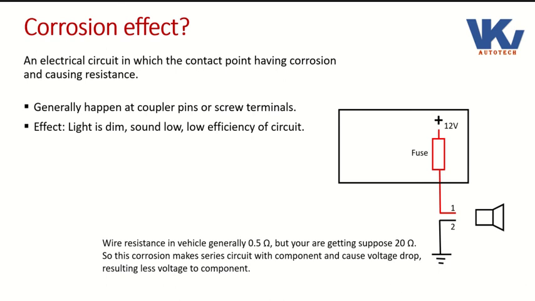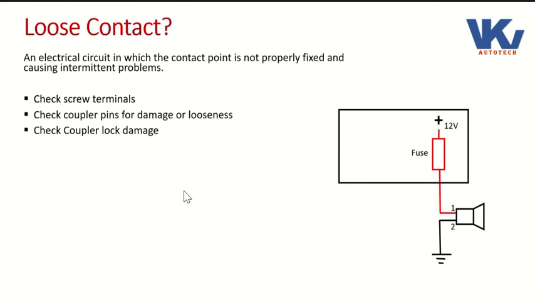And the next problem which comes in the circuit is the loose contact. Loose contact is an electrical circuit in which the contact point is not properly fixed and causes intermittent problems. So what type of problem can come? You can check whether the screw terminals are not properly tight, or the coupler pins are damaged or loose. The male and female pins are loose, so the pins are okay, but the female pins are getting loose or damaged. So you need to replace that particular contact. No need to press it, because after pressing, sometimes it doesn't work or gets damaged, so it's better to replace that particular pin.